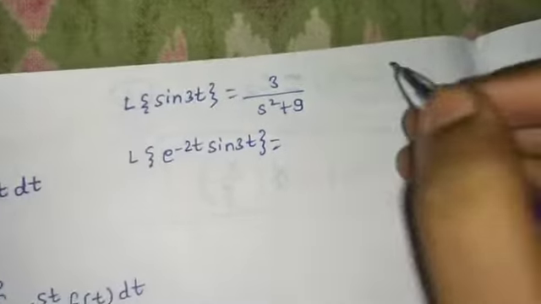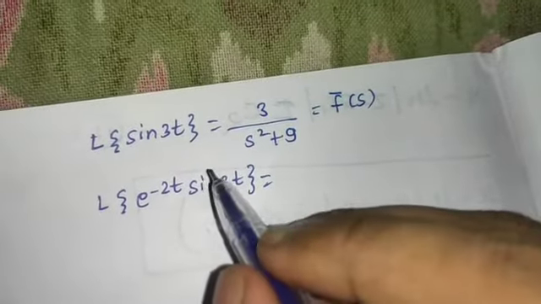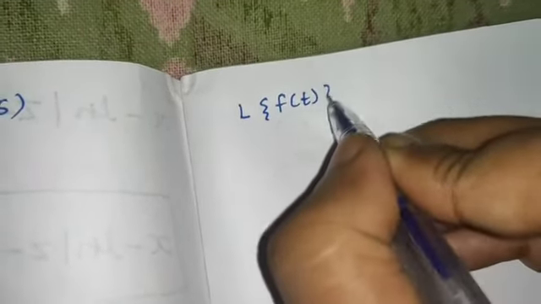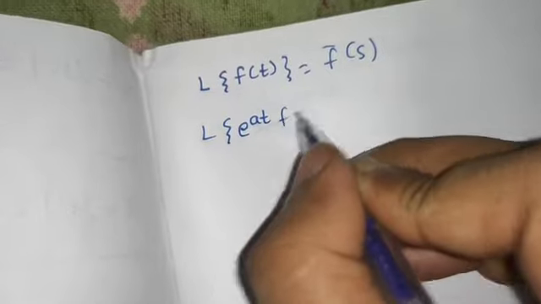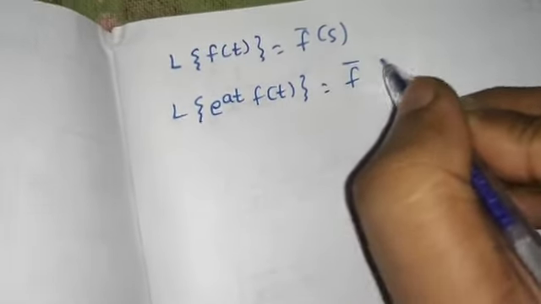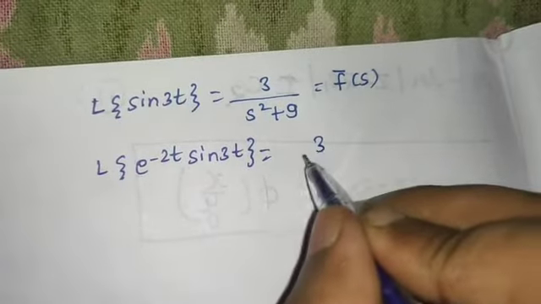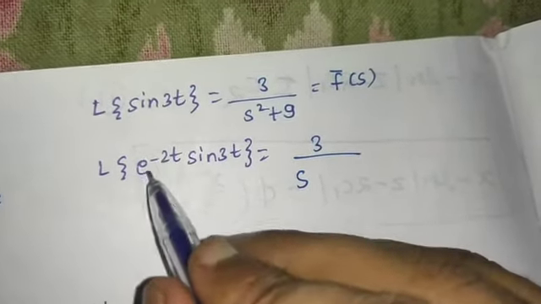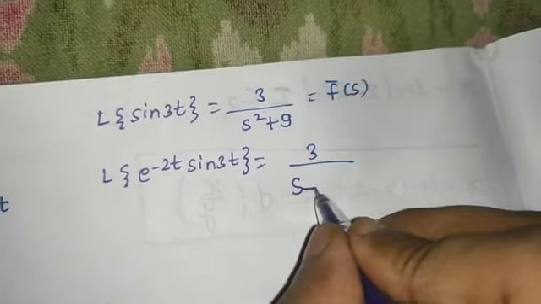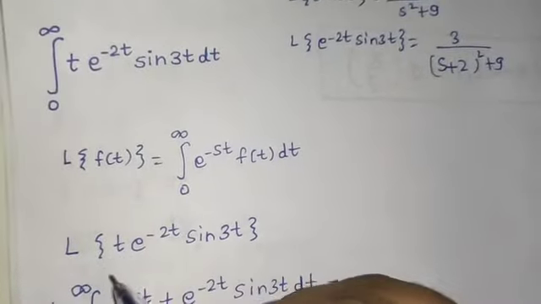With the help of first shift, it says that if Laplace of f(t) is equal to F bar(s), then Laplace of e^(at) f(t) is equal to F bar with s replaced by s minus a. So this will be equal to 3 divided by, I just have to replace s by s minus a, but a itself is minus 2, so s minus minus 2, so (s plus 2) whole square plus 9. Next step, we have to multiply by t.